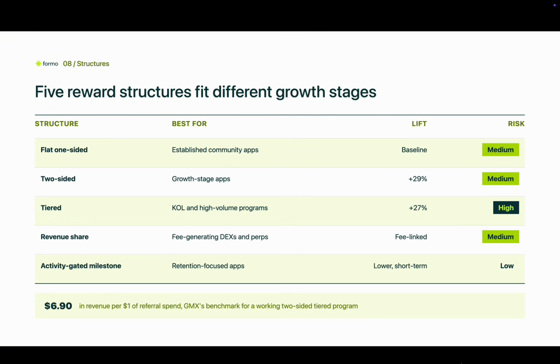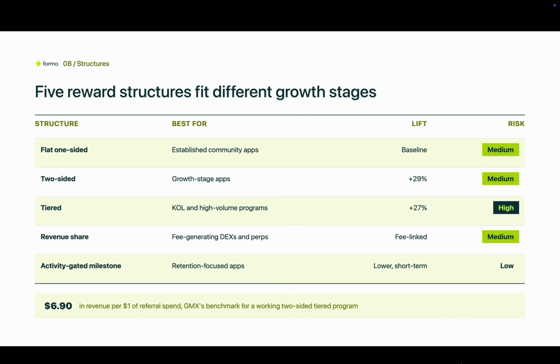There are 5 main referral structures to consider. The first is a flat, one-sided reward. This works best for established communities where users are likely to refer based on product quality, but it carries a medium farming risk. The second is a two-sided reward where both the referrer and referee benefit. It generates 29% more participation than one-sided programs. This is a strong option for growth stage protocols because both sides have a reason to complete the qualifying action.